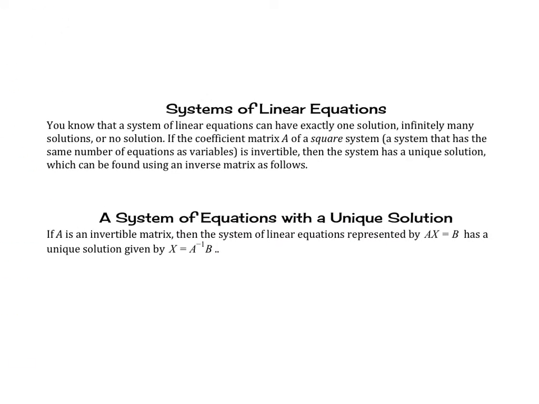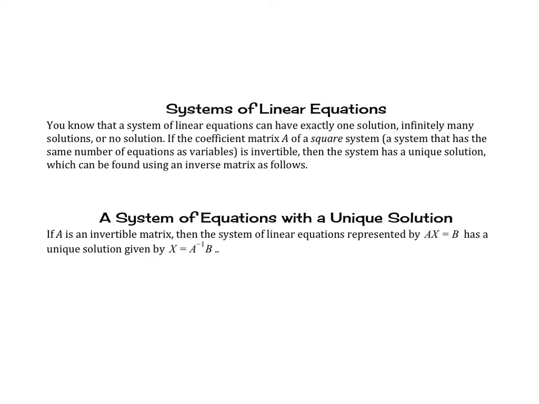Look at systems of linear equations. You know that a system of linear equations can have exactly one solution, infinitely many solutions, or no solution. If the coefficient matrix A of a square system is invertible, then the system has a unique solution which can be found using an inverse matrix as follows.